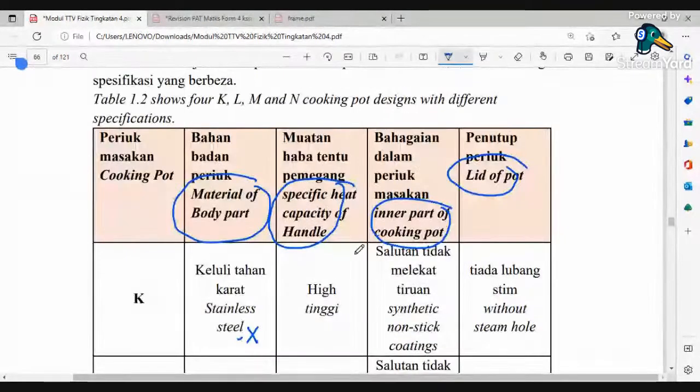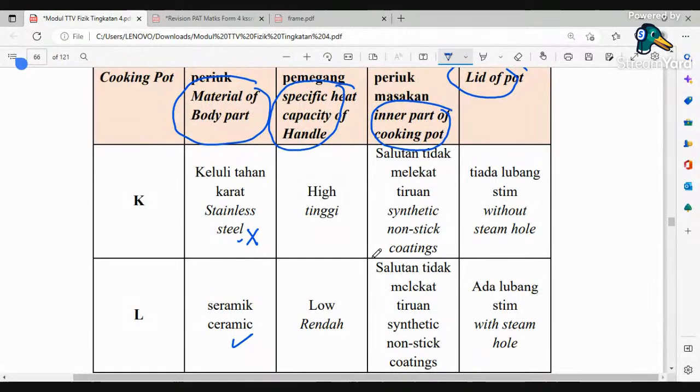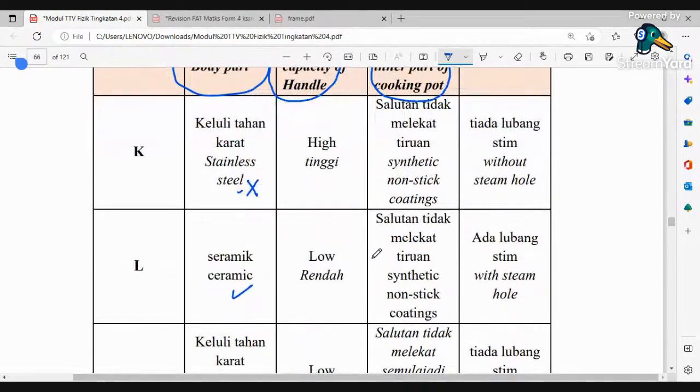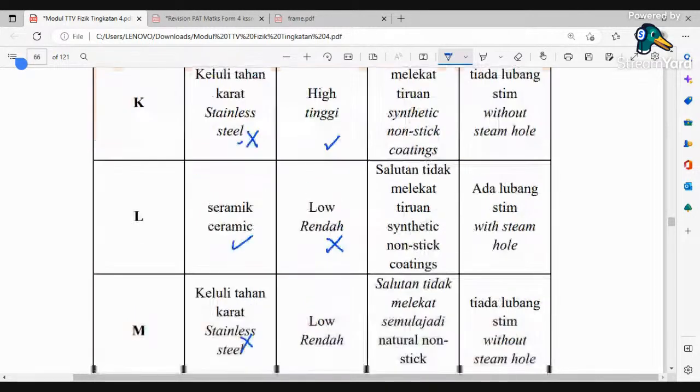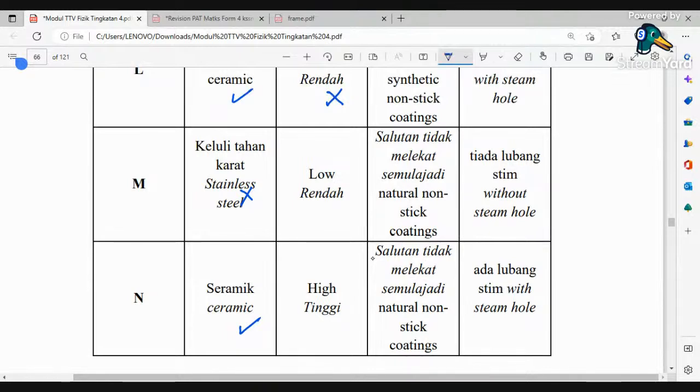Okay, and then the specific heat capacity of the handle. The handle you need to hold during cooking, so it cannot heat up faster, it should heat up slower. So specific heat capacity should be high. We don't want the low one. The low one will heat up quickly, and later you cannot hold it while cooking.